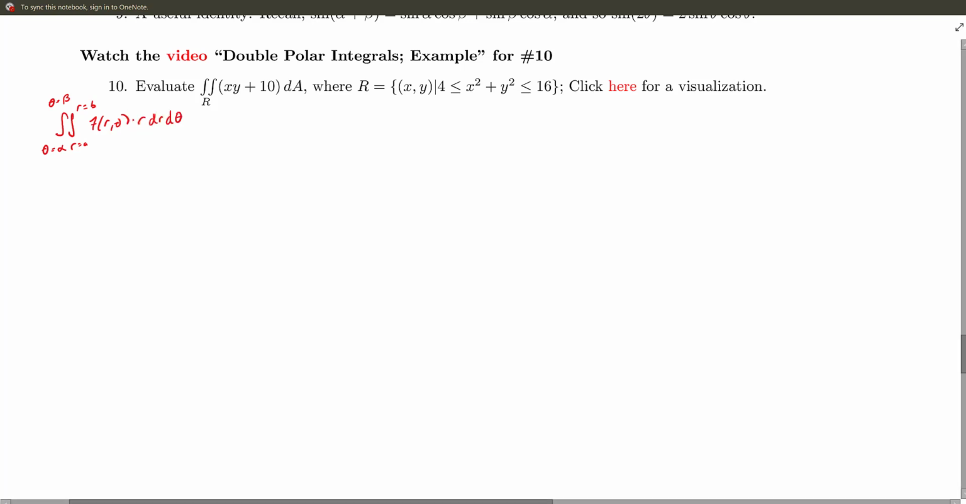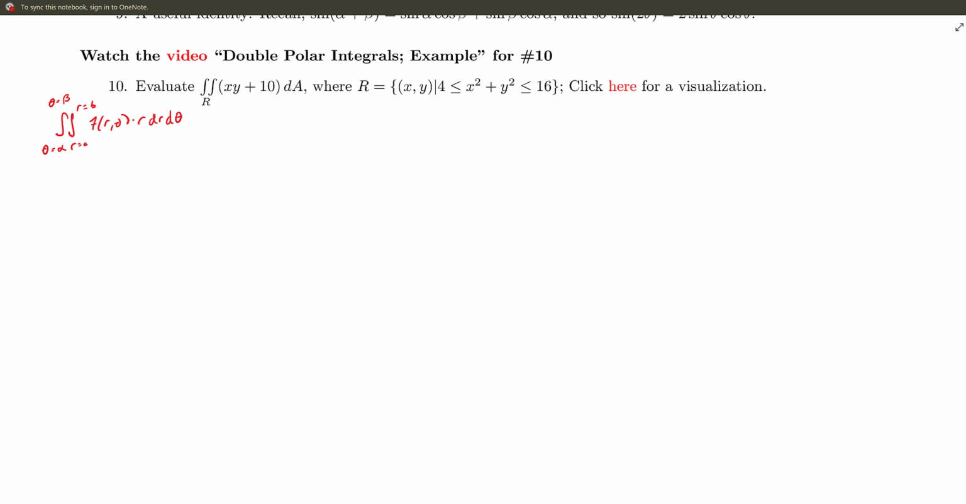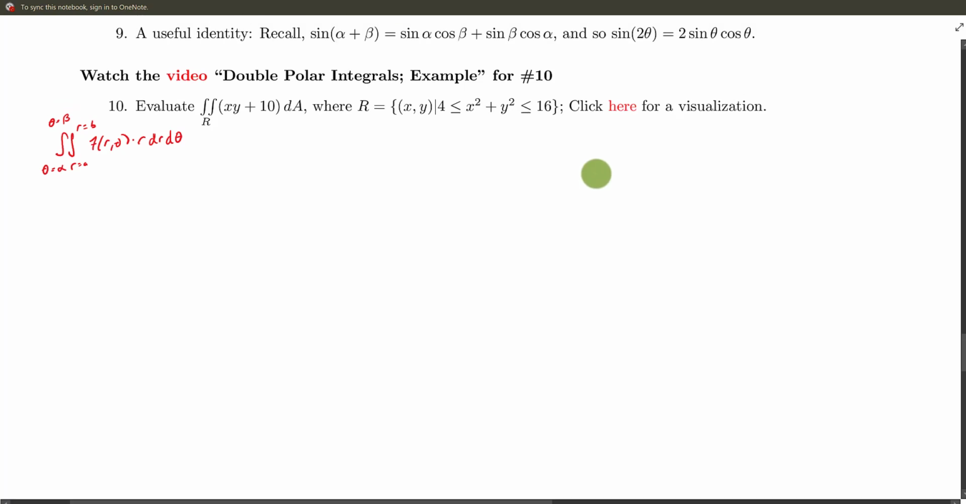And again, you should be curious about where that factor of r comes from, and we'll see that in our in-class work, but that actually is going to be an important thread through the remainder of this chapter. So we're going to go ahead and evaluate this integral here. You can click here to look at a visualization of this, but essentially what we have is an annulus, and living above this annulus we've got a particular surface.